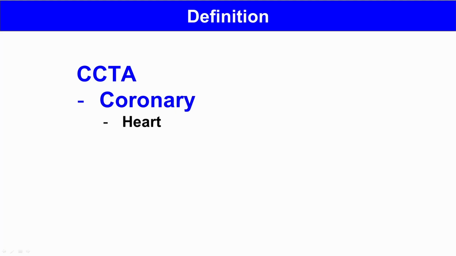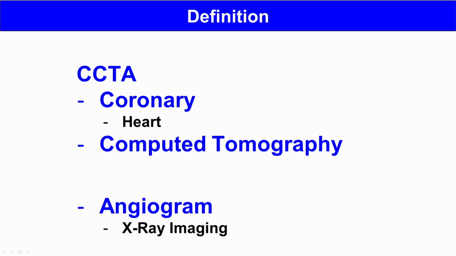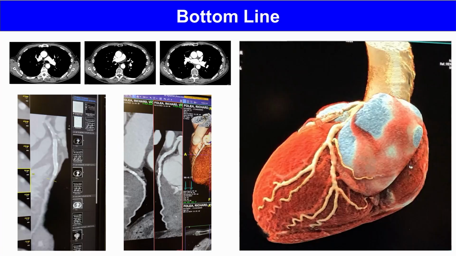Coronary, your heart, angiogram is an X-ray photograph, and computed tomography, also known as a CAT scan, is the X-ray imaging technique used to create that 3D model of your heart. So how cool is that? Using a CT scan, you get a complete and total picture of your heart's arterial health. So why wouldn't everyone get this done?